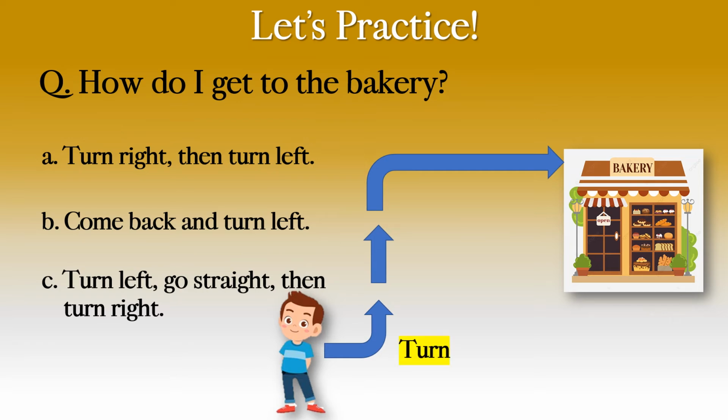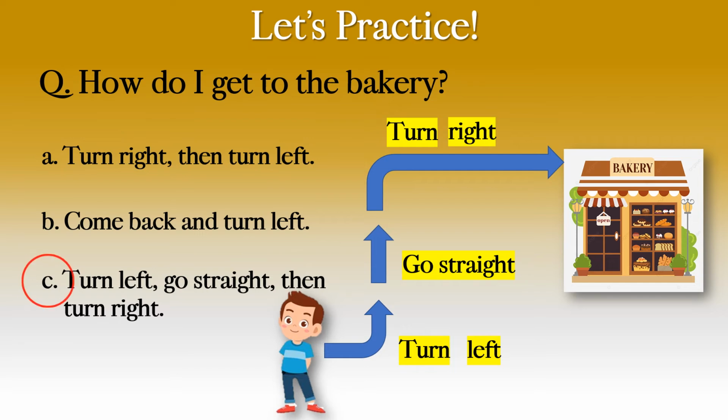Well, let's have a look. So the first part is turn left, then go straight, and then the last one, right. Well, what's the action? Turn right. So turn left, go straight, and then turn right. So the answer is C. Did you get that one? That one was not so easy.